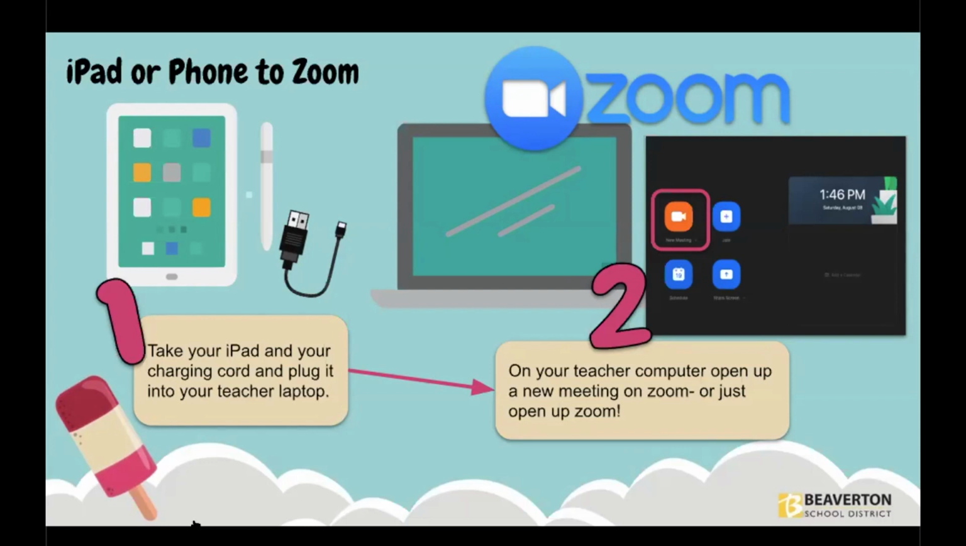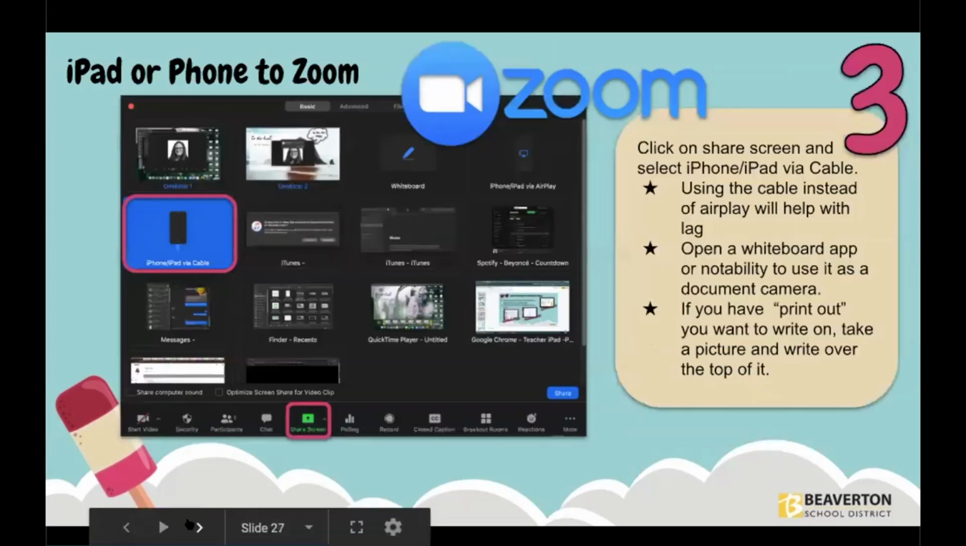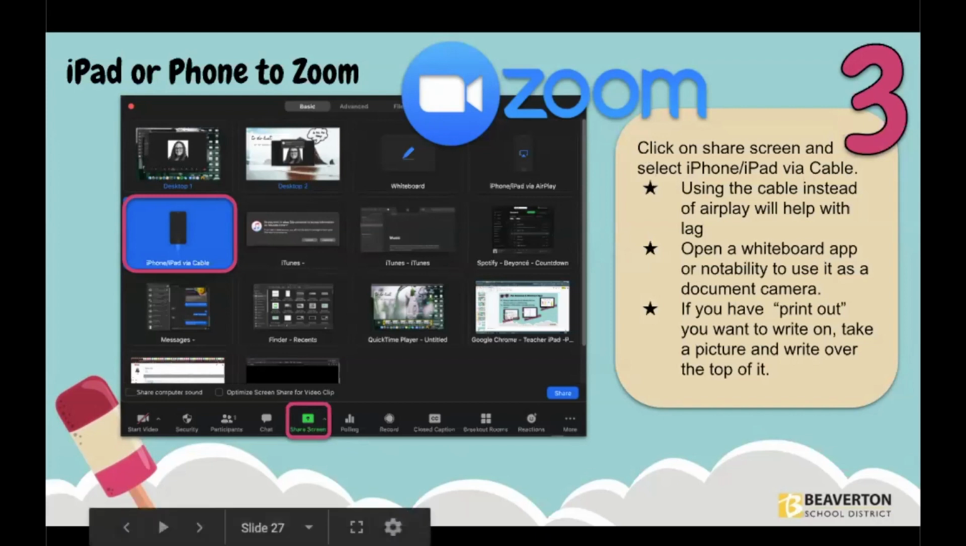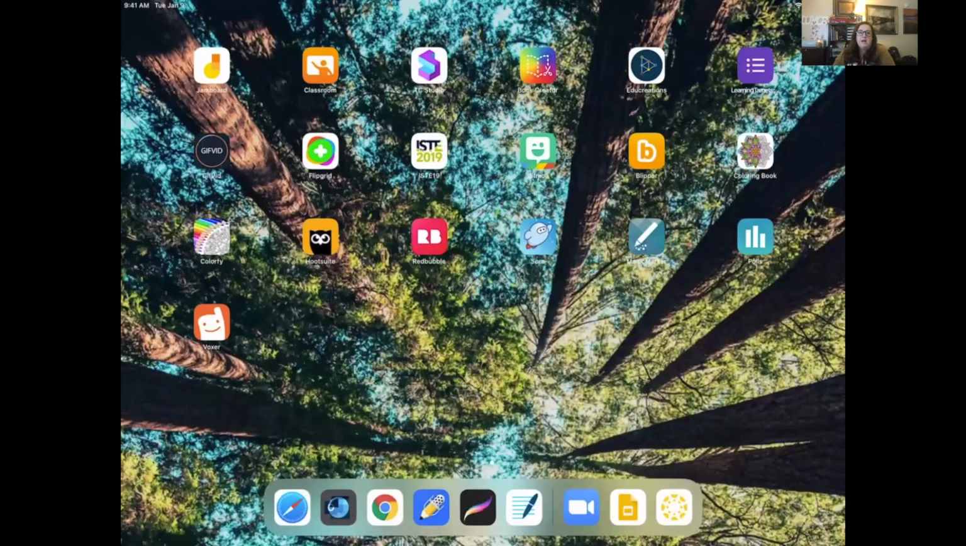Okay, so I have plugged my iPad into my laptop with the charging cord. Then I open up my share screen, and I'm going to select iPad or iPhone via cable. If you notice on here, there's one that says via AirPlay. I would not use that because that's going to pull data from your internet and you're going to experience lag. By connecting it with your charging cord, you're going to experience a better, faster connection. Does that make sense? So let's go ahead and do a new share. That's what I just showed you. And now you guys are on my iPad.